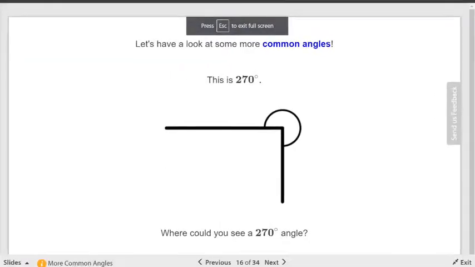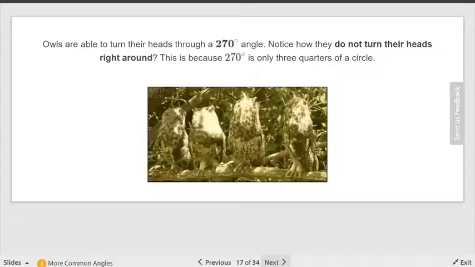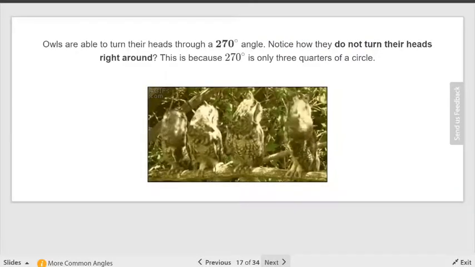Now, if you look at this one, are they measuring the angle on the inside or the outside? The outside. And if you measured that one with a protractor, you would see that it's 270 degrees. They have a specific name when they're measured on the outside. Does anybody remember what it is? Reflex angles. Excellent.